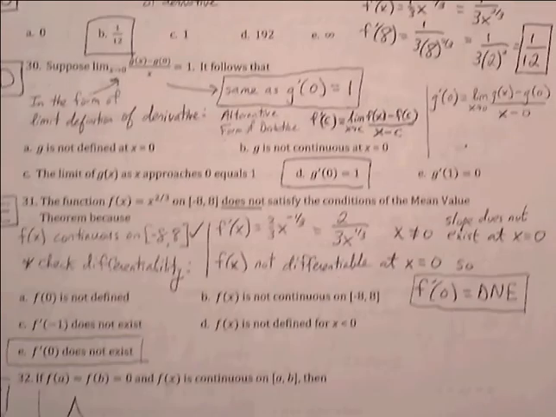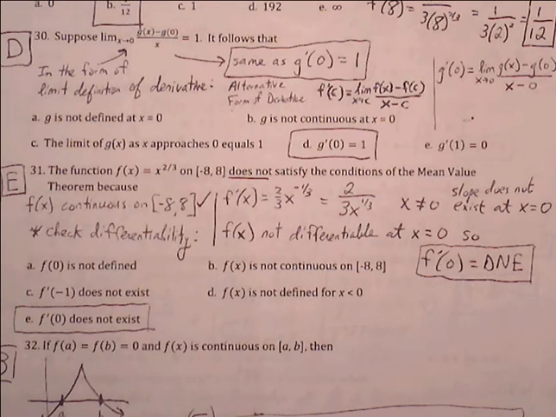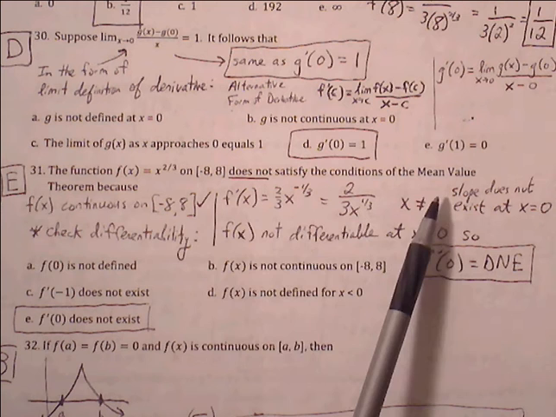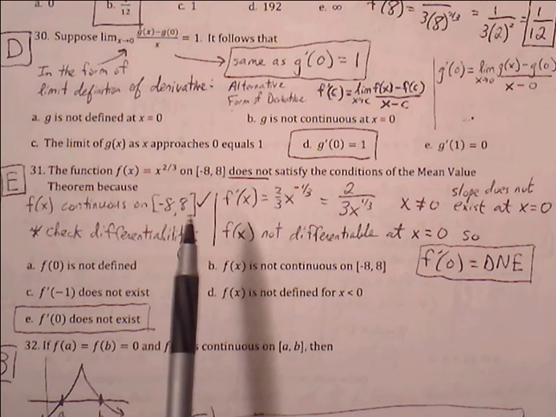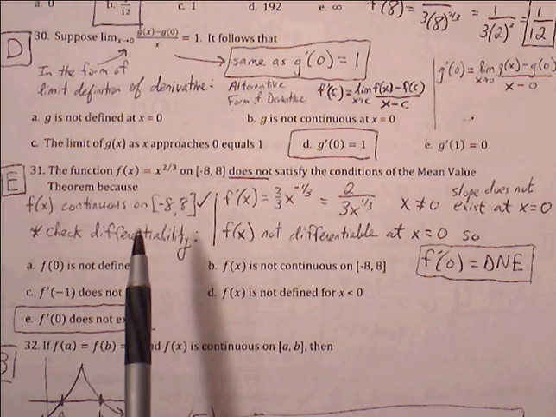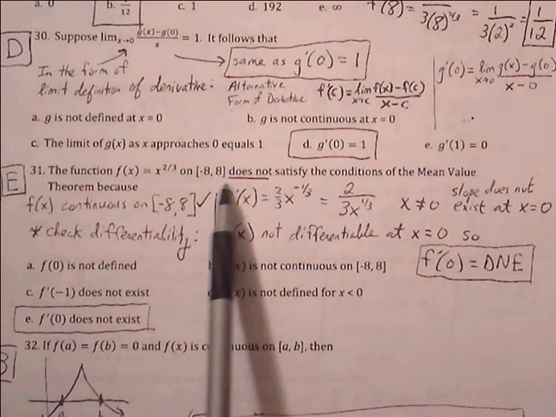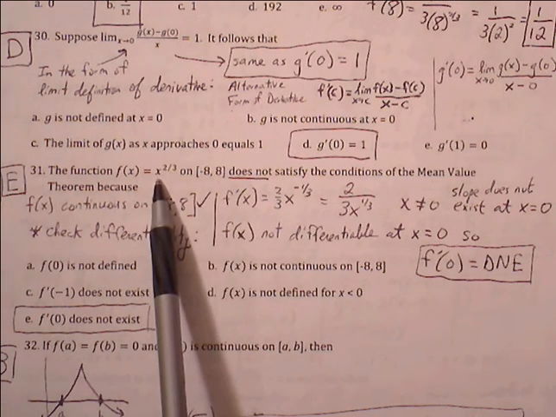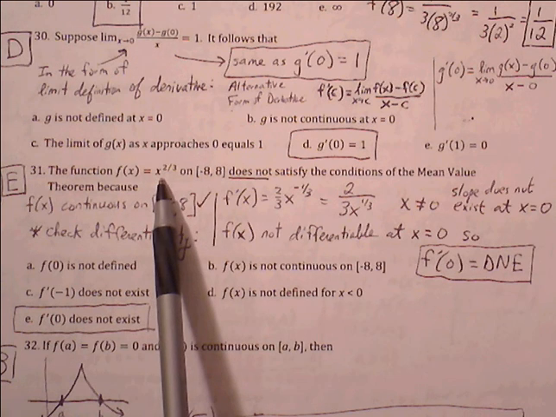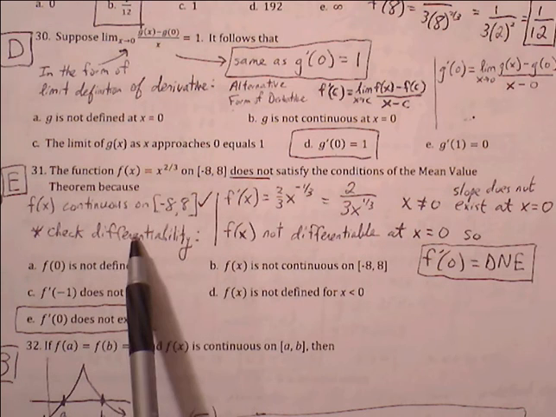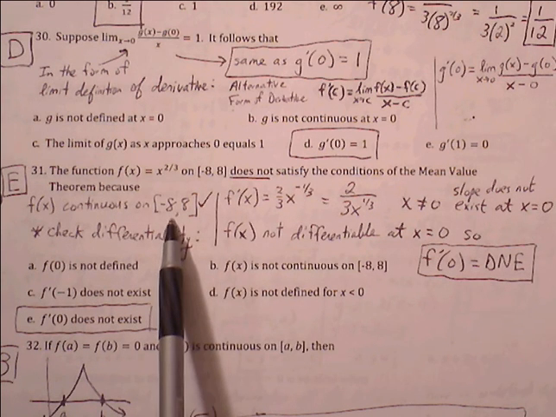Okay, number 31. The function x to the 2/3 on the closed interval from -8 to 8 does not satisfy the condition for mean value theorem because, well, let's go through our conditions for mean value theorem. First is continuity. Between -8 and 8, there's no value that will cause this to be undefined. There's no variable in the denominator. And so our function is going to be continuous on the closed interval.